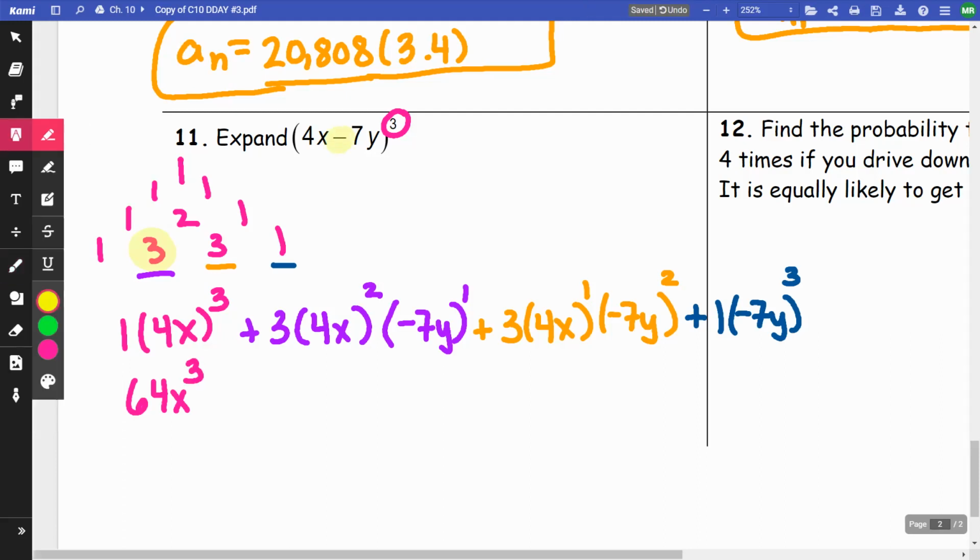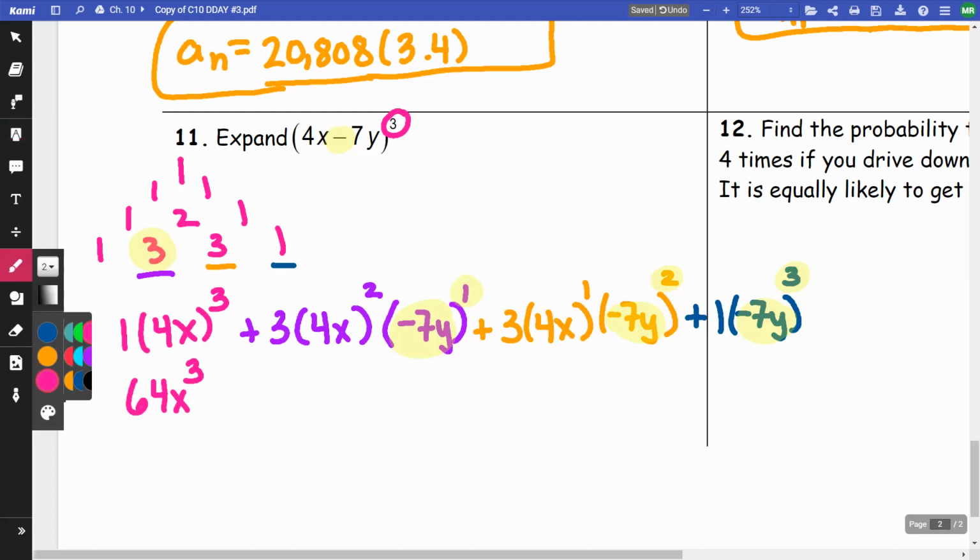Anytime I have a minus in my binomial, it's going to be alternating signs, because this one here to an odd power will give me a negative. This one here to an even power will give me a positive. And then this one here to an odd power is going to give me a negative. So I get alternating signs. Okay, so now for the purple.